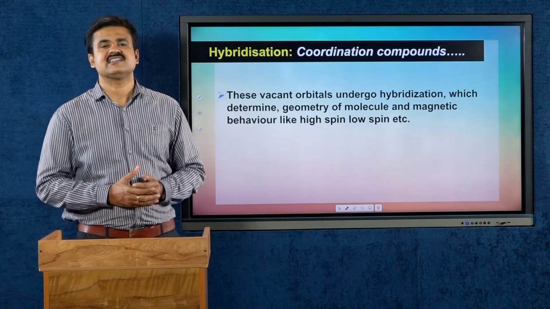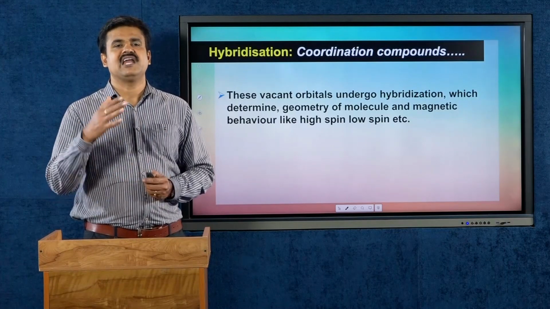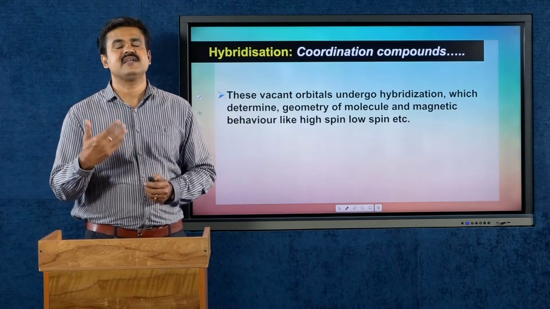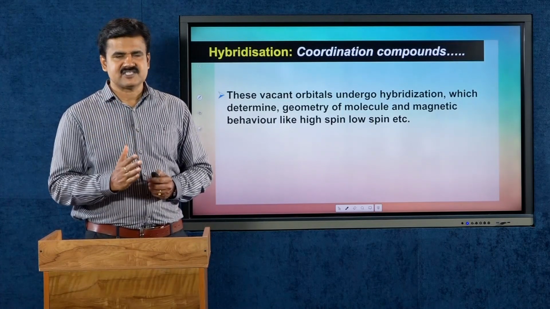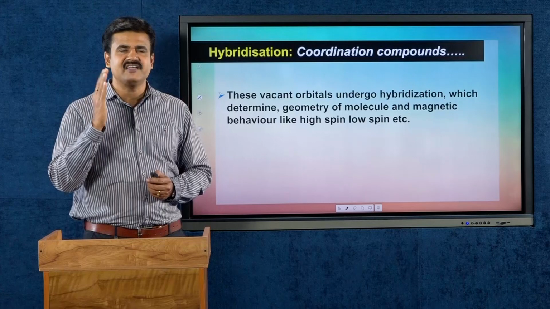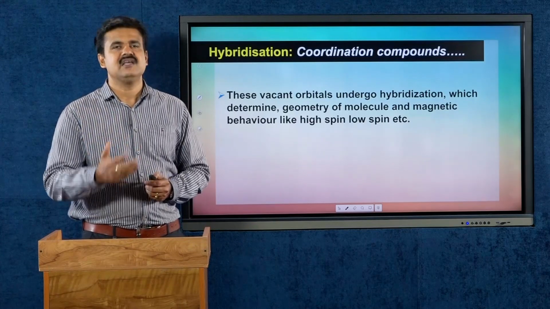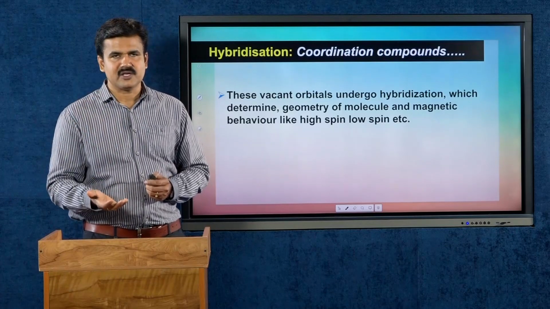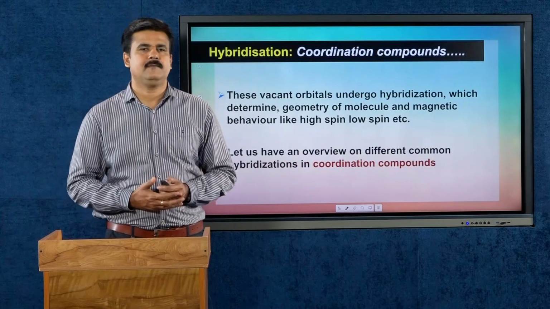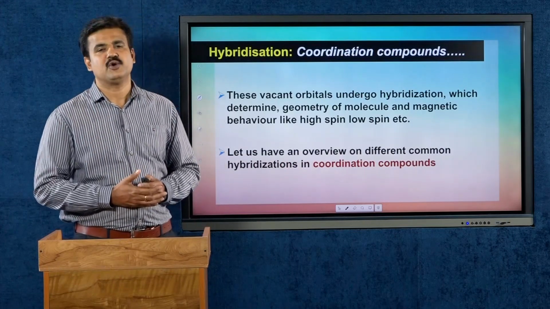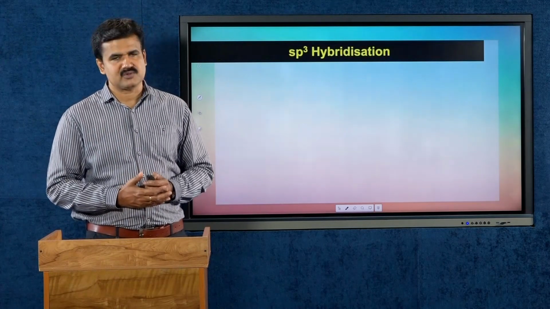These vacant orbitals undergo hybridization, which determines the geometry of the molecule and magnetic behavior like high spin, low spin, etc. So, in a coordination complex, during its formation, the central metal makes some vacant orbitals available. These vacant orbitals undergo hybridization. Hybridization determines the geometry of the molecule and the nature of magnetic behavior of the molecule. Let us now have an overview of the different common hybridizations in coordination compounds.